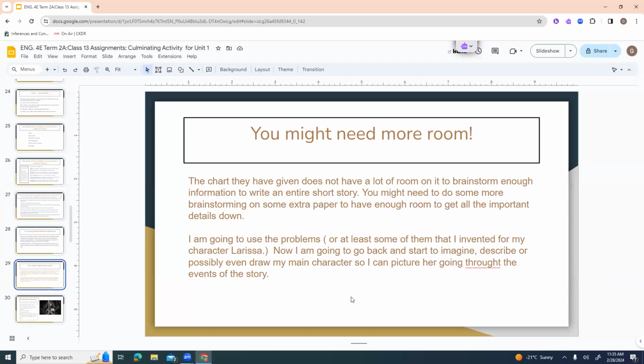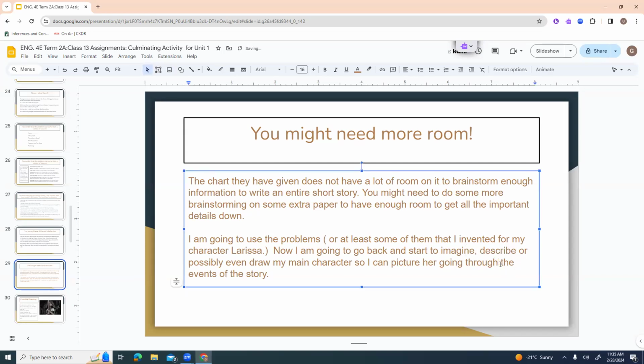Okay. So I'm going to use the problems, or at least some of them, that I invented for the character Larissa. I'm going to go back and start to imagine or describe, or maybe even draw my main character so I can picture her going through the events of the story. Now, if you haven't had a chance, sometimes it's hard to describe because we haven't really pictured her. So, one thing to do when you're looking at your character kind of mentally in your mind is think about what do they look like? And you're trying to picture them in your head.